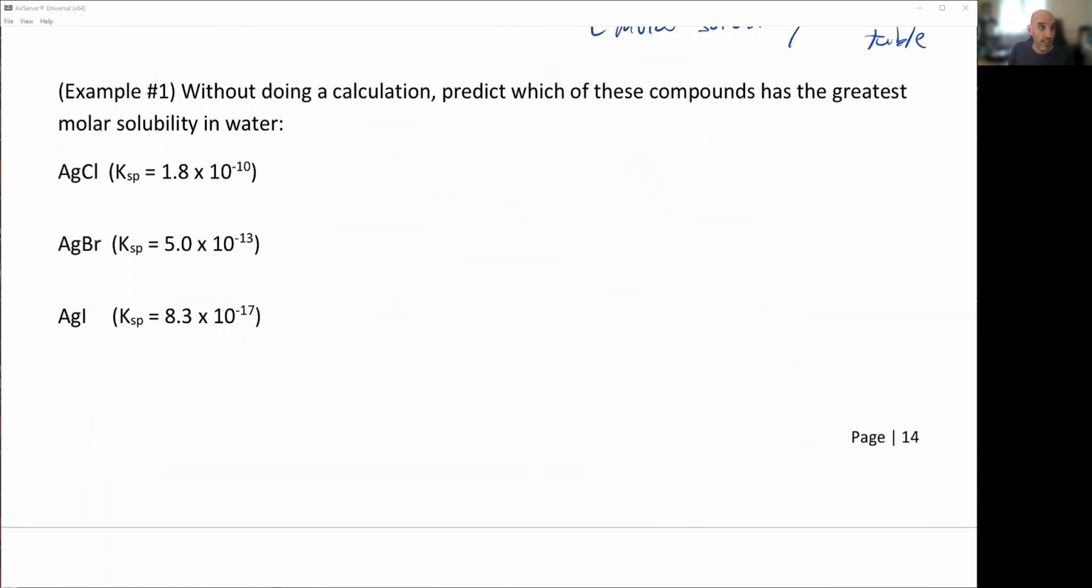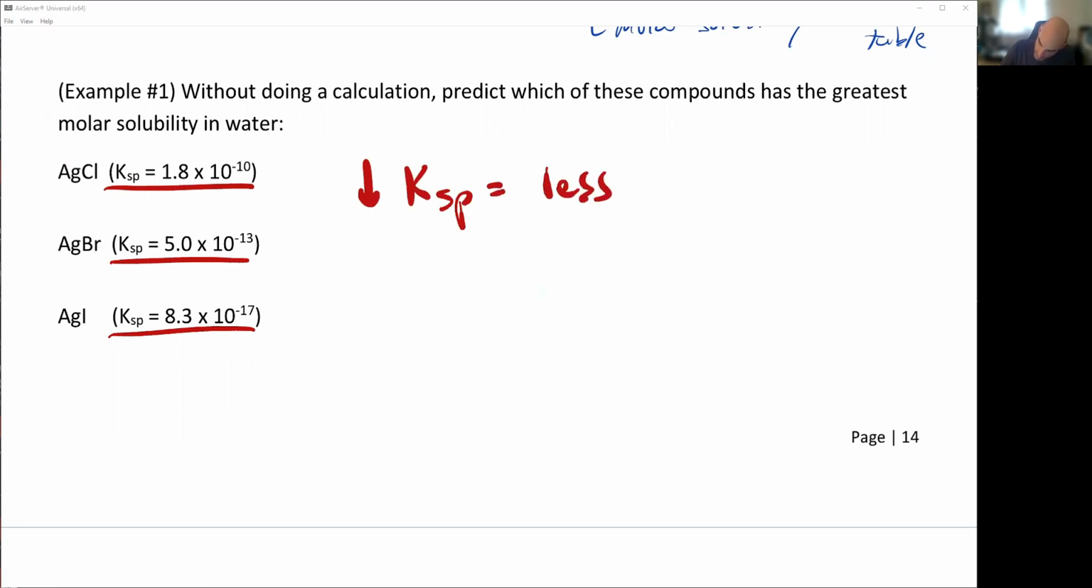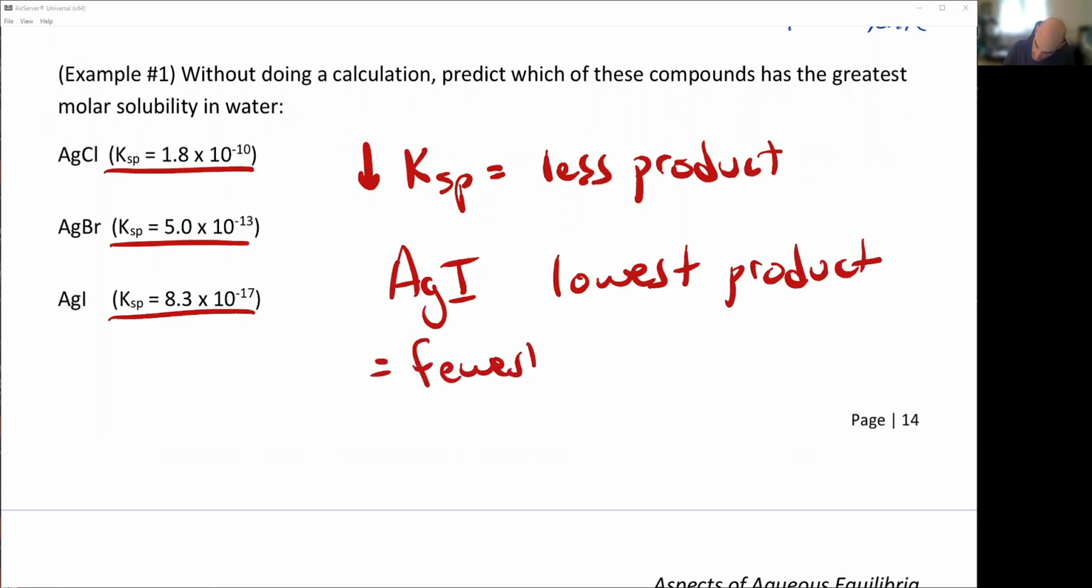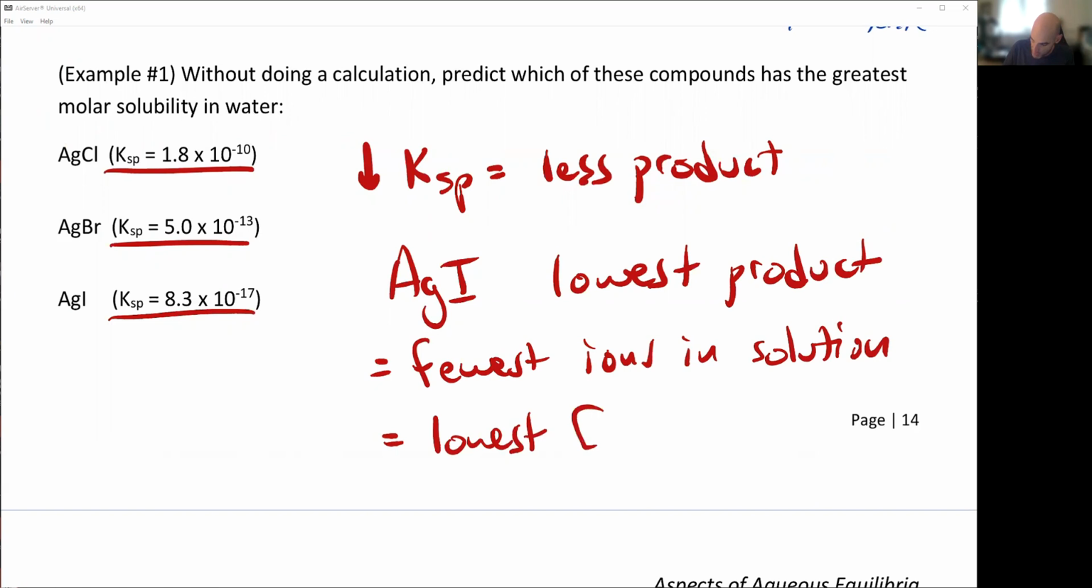Without doing any calculations, predict which of these compounds has the greatest molar solubility in solution. First of all, what do we know about values of Ksp? The smaller the number, the lower the Ksp, the less product. What that means is AgI has the lowest product, meaning it has the fewest ions in solution, which equals the lowest molar concentration or molar solubility.